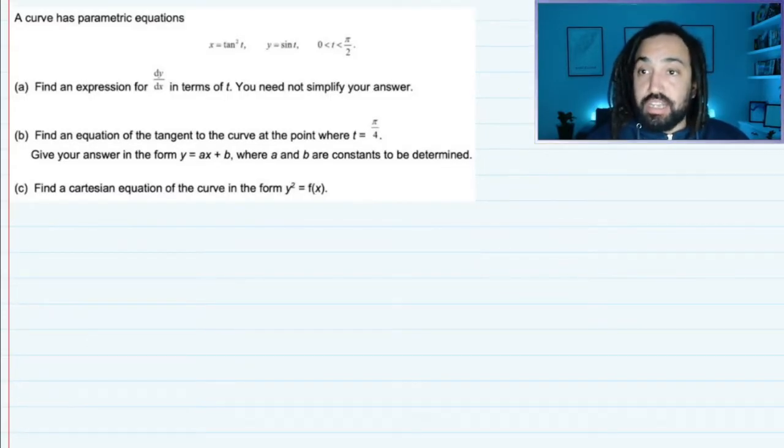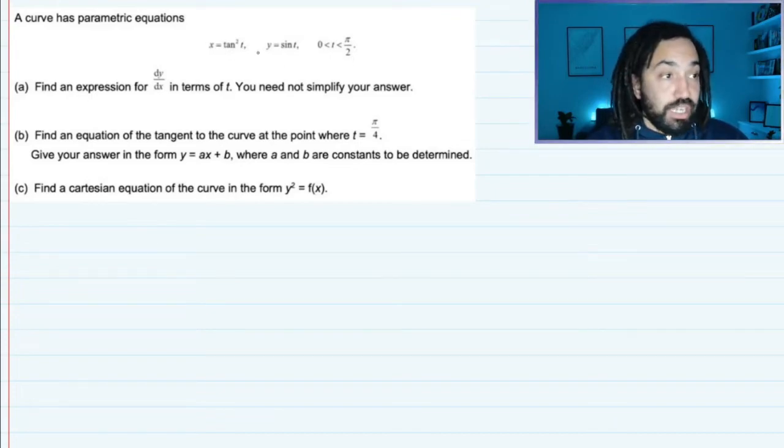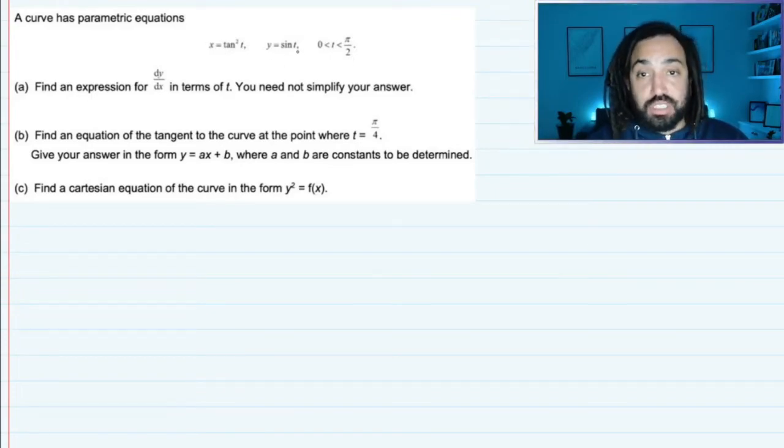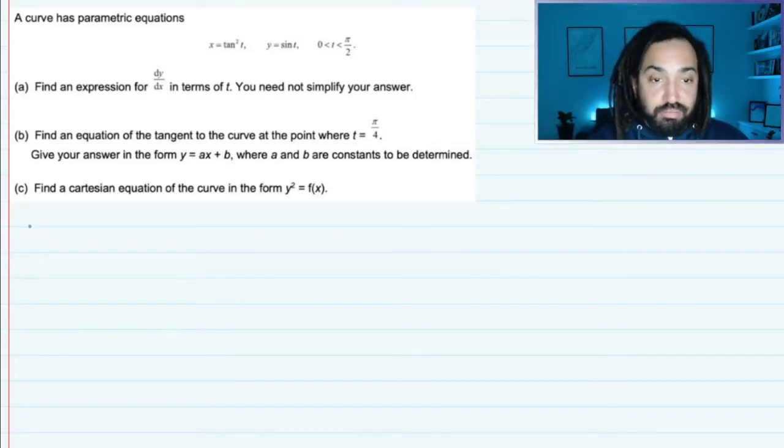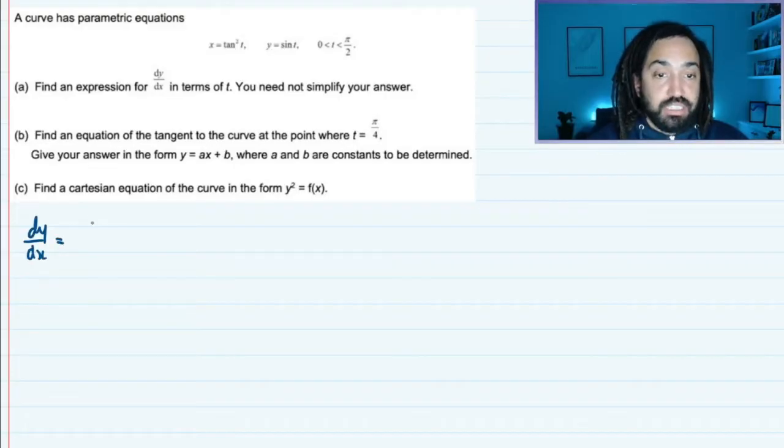Okay, next question. We've got some trig involved. We've got x is equal to tan squared t, y is equal to sine t, and it's asking us to find dy by dx. Now, parametric differentiation. If I'm trying to find dy by dx, what I need to do is work out dy by dt, and then divide it by dx by dt.